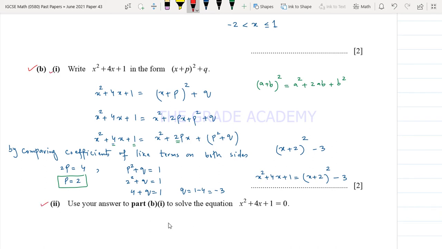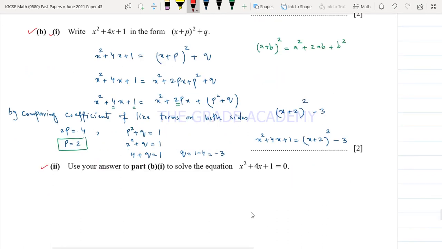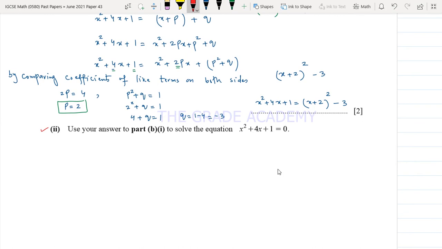Now, second part of this question: use your answer to part B1 to solve this equation. Because now we have to solve this equation. So we will use the completing square form that we have already calculated in the first part. So we will replace the left hand side with its completing square form, which is x plus 2 whole squared minus 3. So this is equal to 0. So now we will solve this equation.